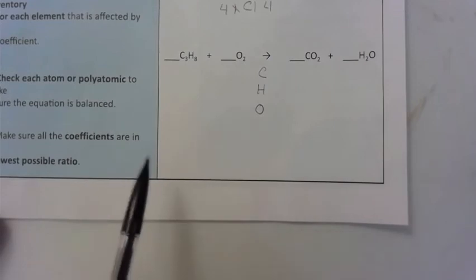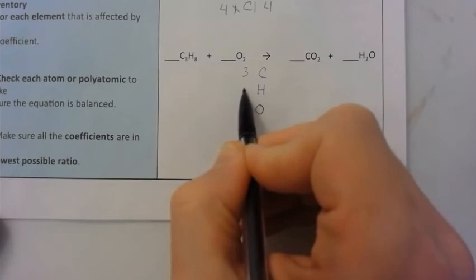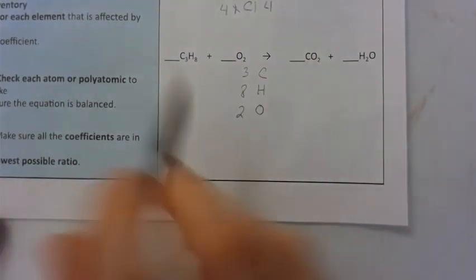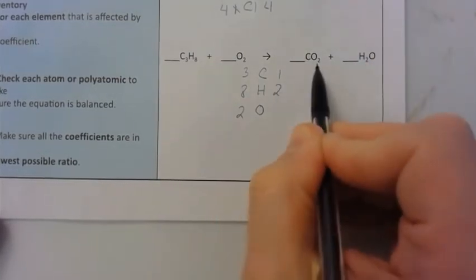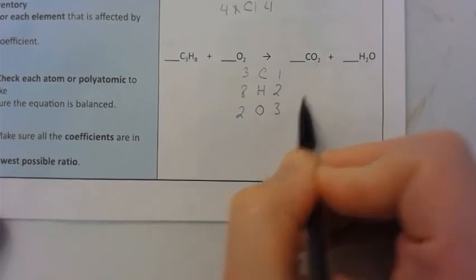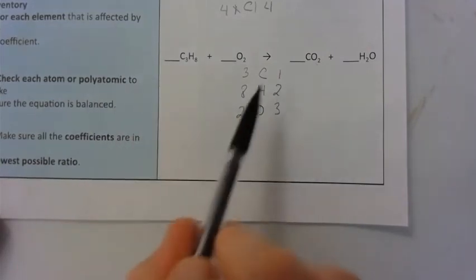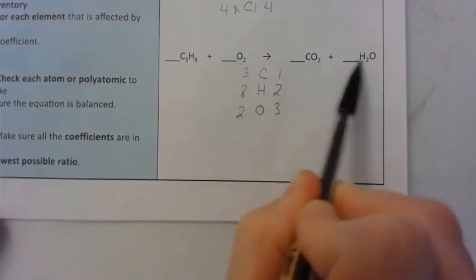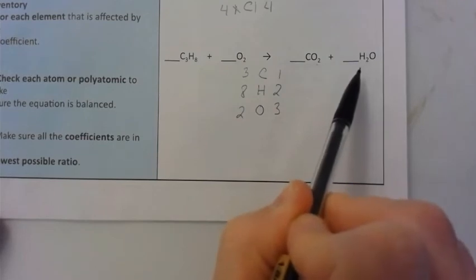Right? So if we do our inventory, on the left side, we've got 3 carbons, 8 hydrogens, 2 oxygens. But on the product side, we've only got 1 carbon, 2 hydrogens, and 3 oxygens split over both products. Right? Now, this one usually has one particular preferred method. If you start with the oxygen, we could figure out what coefficient is going to get us the number of oxygens going in and the number of oxygens coming out.